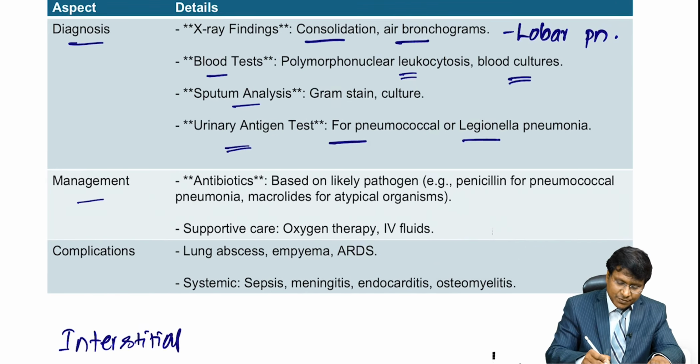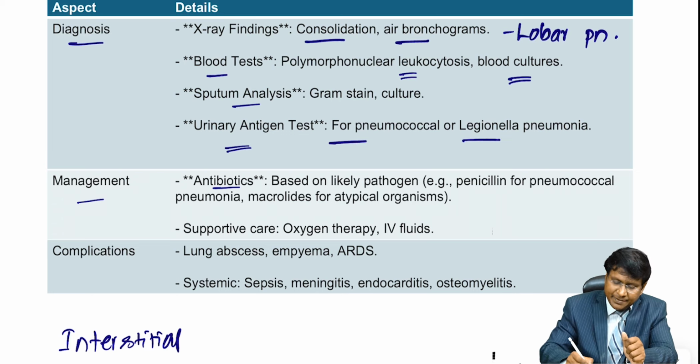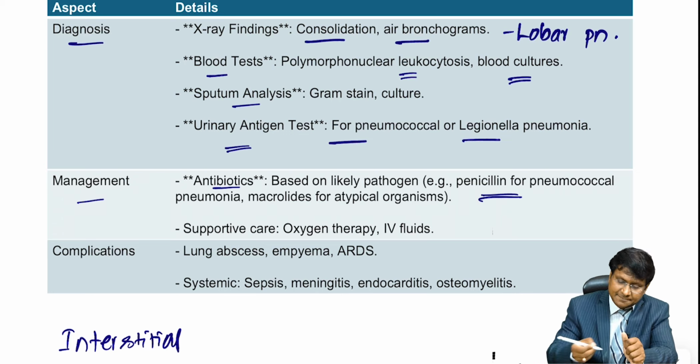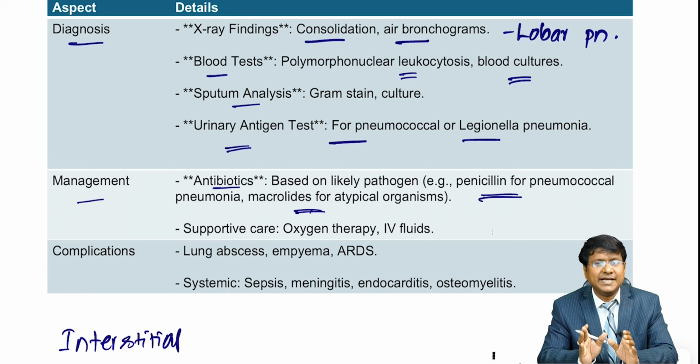So the treatment, if you see, definitely the antibiotics are the ones which play an important role in the treatment. And the antibiotics completely depend upon the culture and sensitivity, or you can also give the empirical antibiotics like penicillin for the pneumococcal pneumonia, macrolides for the atypical pneumonias. And apart from the antibiotics, even supportive therapy is also very, very important.